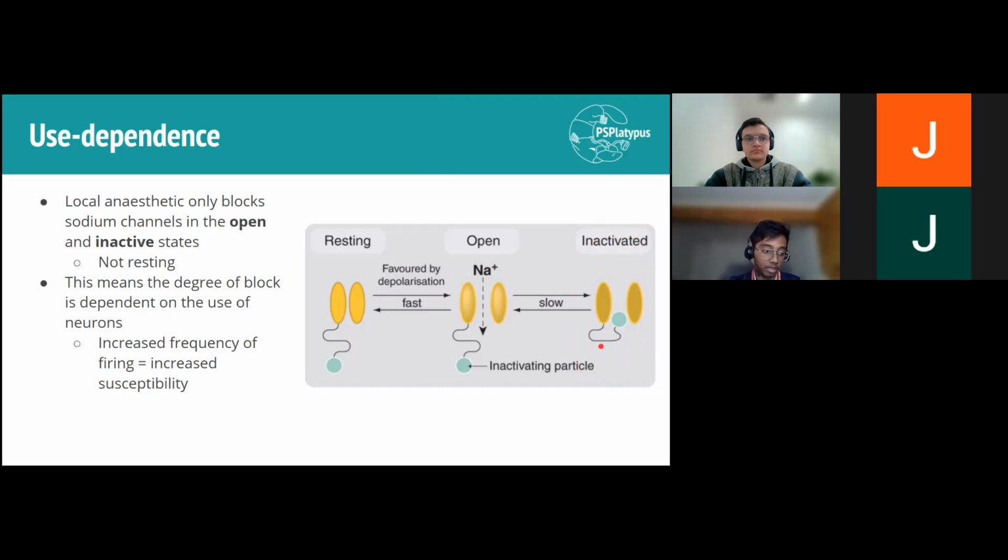If you guys remember from the depolarization graph, there's a refractory period, and that would correlate to the inactivation of receptors. So since they only function when it's open or inactive, the degree of the block is dependent on the use of these neurons. Since when it's open, it's being used, inactivated is just after use. So nerves that have an increased frequency of firing or generally are used more, have an increased susceptibility to blockage by anesthetics.